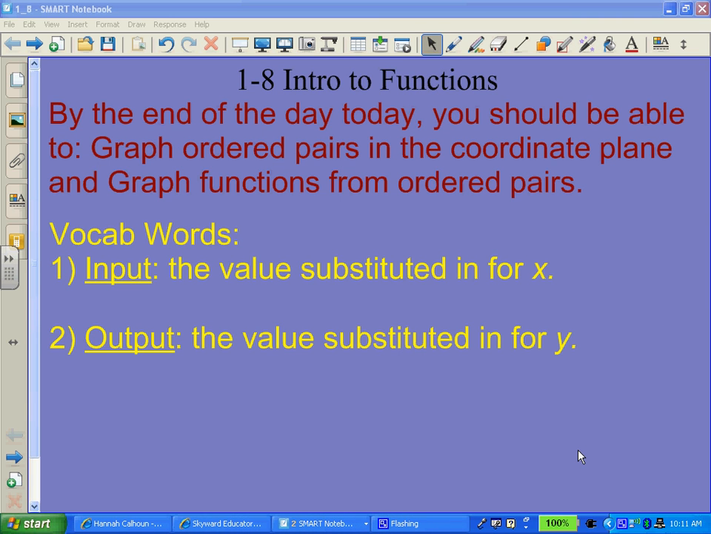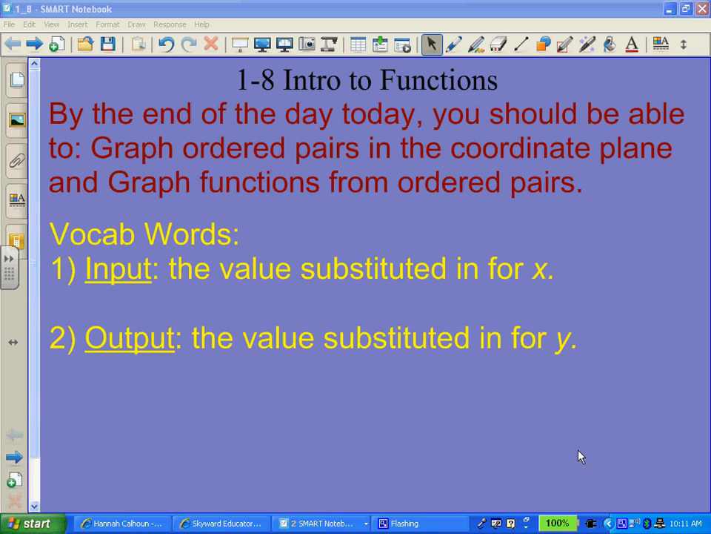We're going to talk about 1-8 Intro to Functions. Good news is this is the last section in Chapter 1. Also remember, as I told you in class today, that you have a Chapter 1 test coming up next Monday. So if you need help with anything we've covered in Chapter 1, you need to get it before Monday.